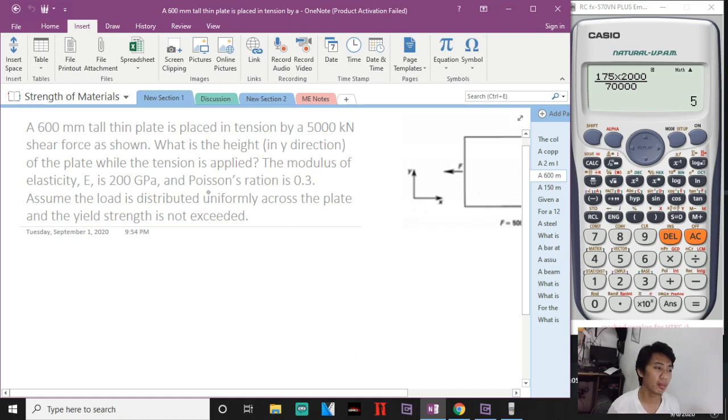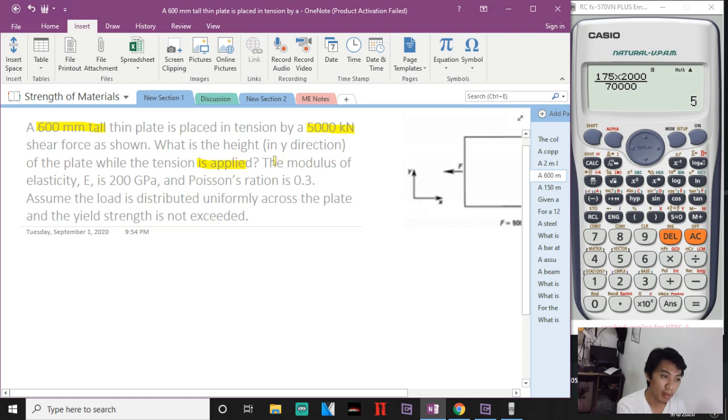Now, the problem goes like this. A 600 millimeter tall tin plate is placed in tension by a 5,000 kilonewton shear force. Okay? Let us highlight the key factors. So that is 600 millimeter tall. That is the height of the thin plate. And then 5,000 kilonewton will be the shear force. Ang tinatanong, what is the height in horizontal or the y direction of the plate while the tension is applied?